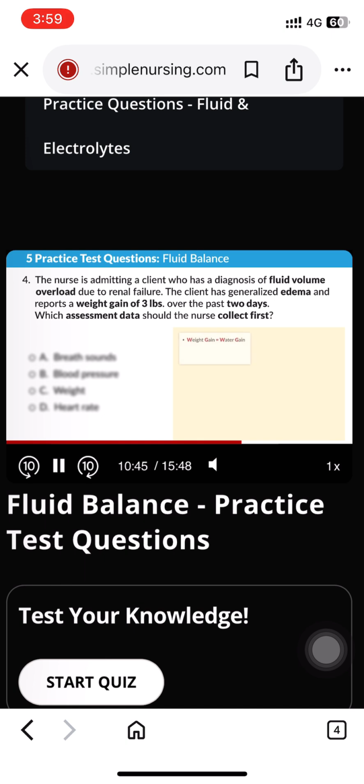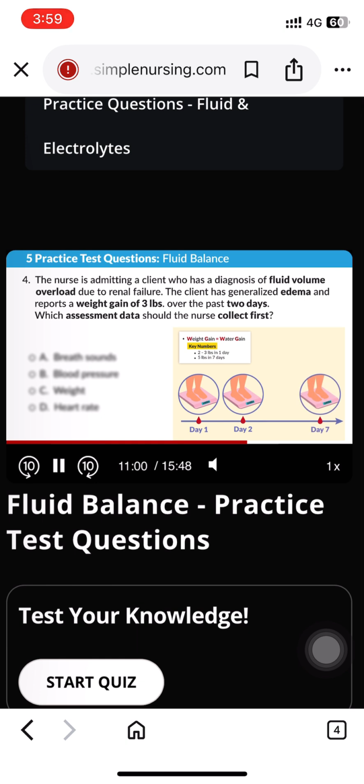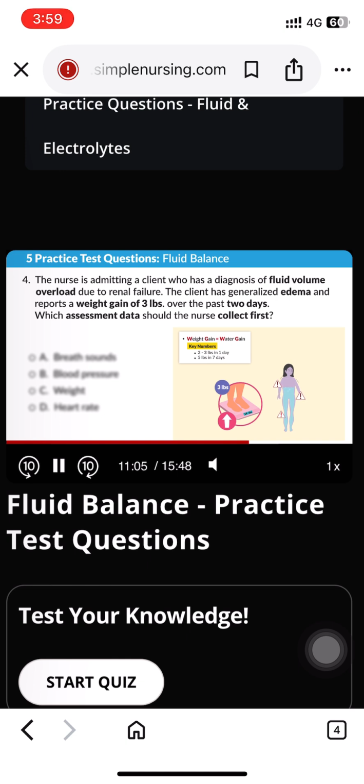The next key term is weight gain. Remember, weight gain is water gain. And the big key term here is 3 pounds in 2 days. Wowza. So remember the key numbers: 2 to 3 pounds in 1 day and 5 pounds in 7 days is not good. So wow, this client is gaining fluid very quickly, soon to become a critical client, as rapid fluid means rapid filling of the lungs. Basically, the client's going to be drowning in their own fluids.